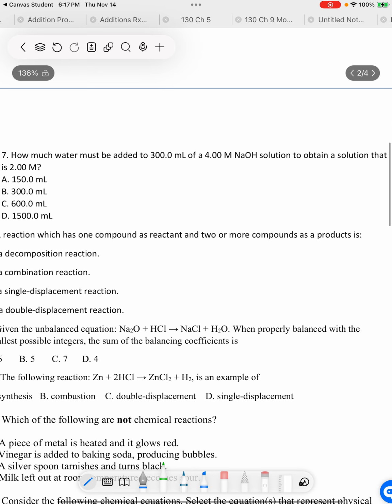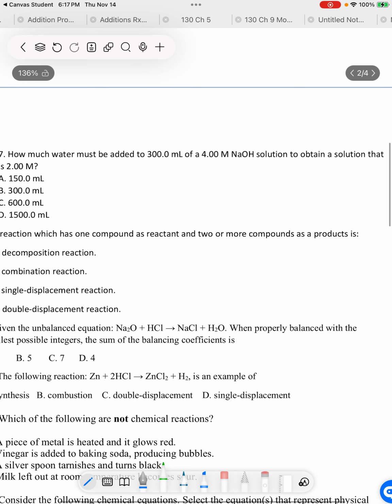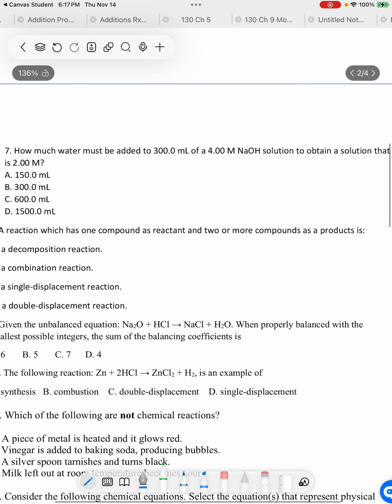How much water must be added to 300 milliliters of a 4 molar NaOH solution to obtain a solution that is 2 molar? Okay, so this is when we want to do the dilution equation, right? Remember, the dilution equation tells us this. And we just have to pluck out those variables. So how much water has to be added to 300 milliliters? So this is going to be a volume 1. We want to find a volume 2. That's how much water.